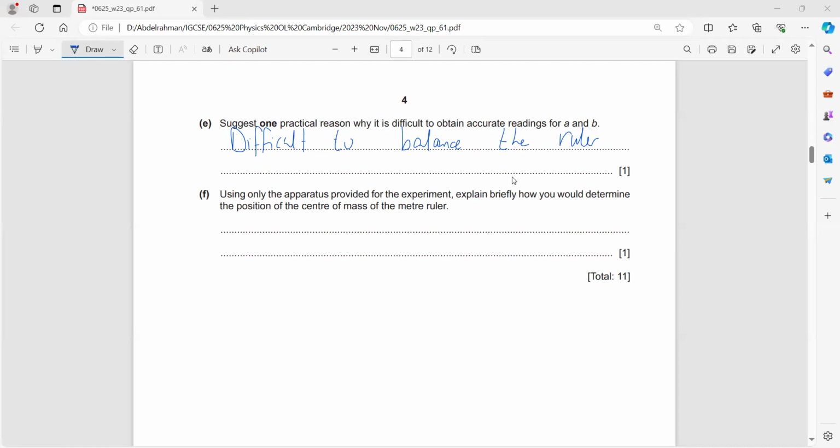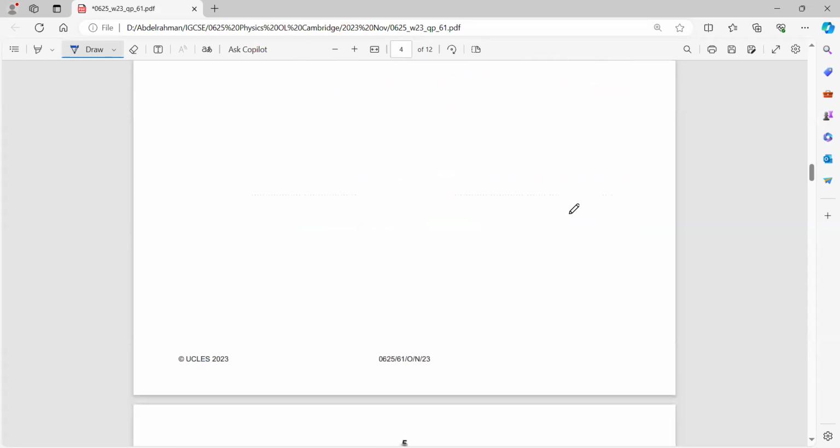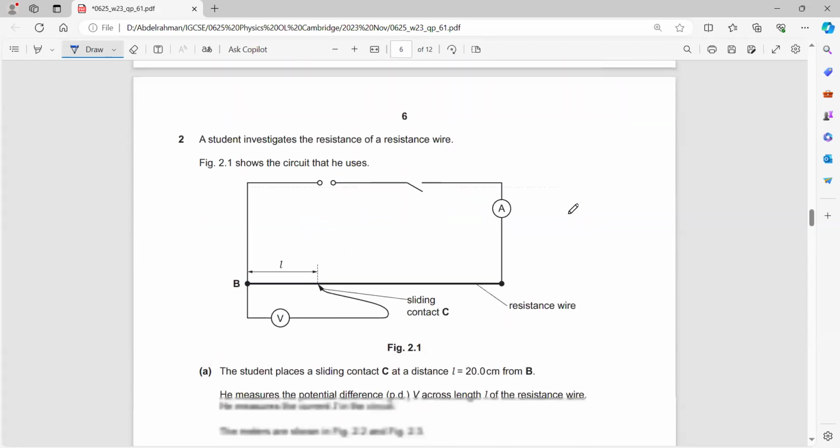That's it. And I will keep on moving the ruler to the left or to the right slowly until it balances. Move the ruler slowly to the left or to the right until it balances. That's it, I'm done. Okay. Moving on to the next question.